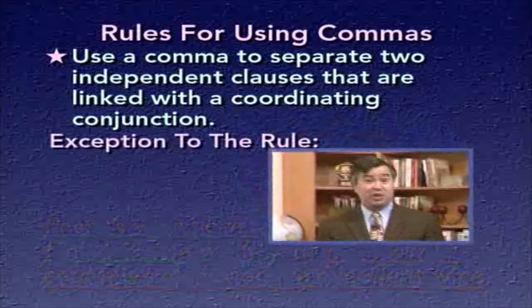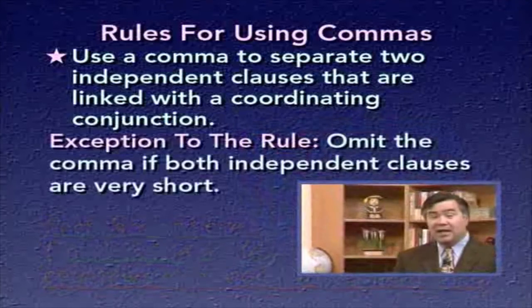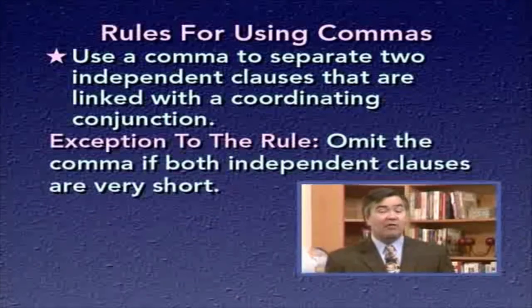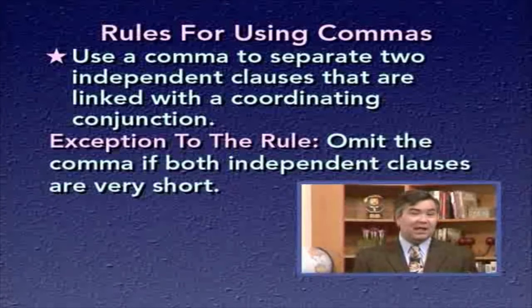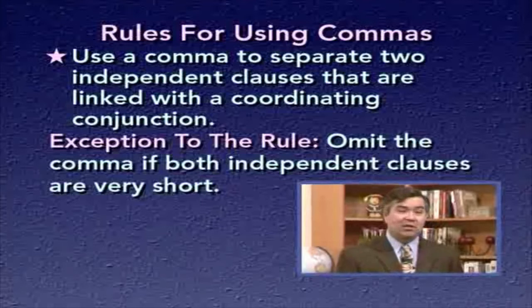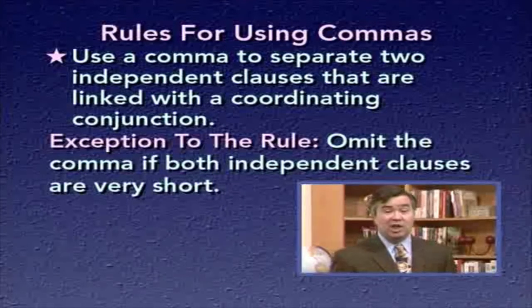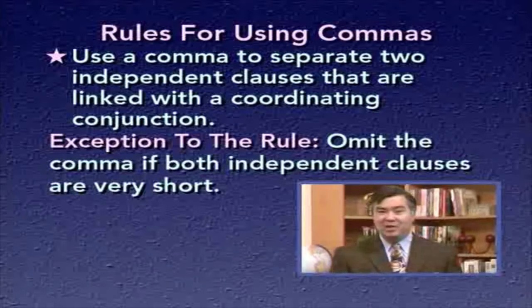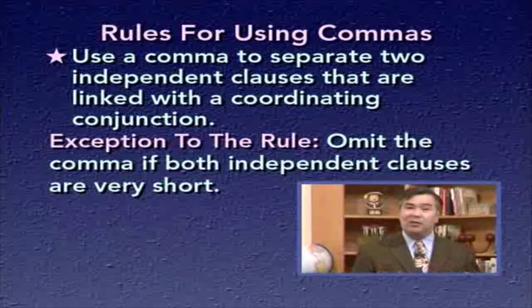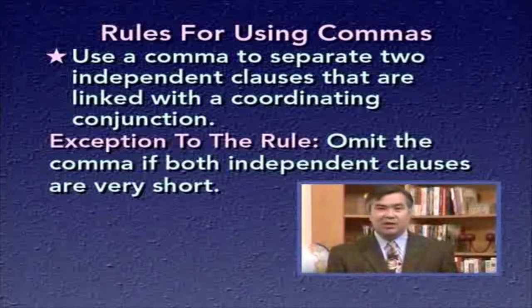Here's an exception to the rule. Omit the comma if both independent clauses are very short. In some cases, you might write a sentence that contains two or even more independent clauses that are all very short and joined with a coordinating conjunction. If that's the case, you can usually omit the comma because the effect works perfectly well to read straight through when the clauses are very short.